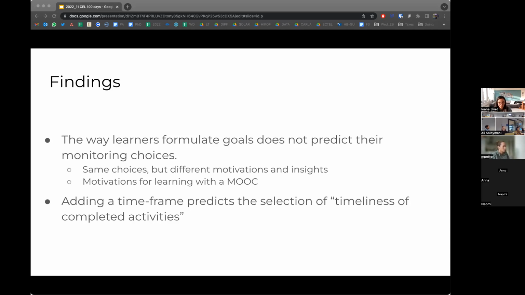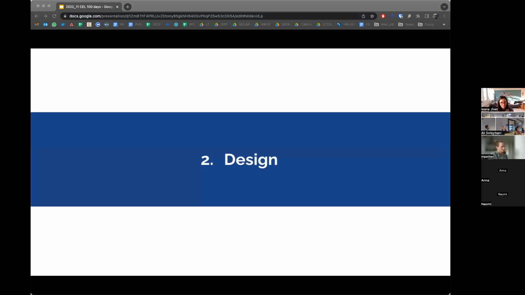submit their activities. And I think this raises an interesting question: what would happen if we try to support or nudge students to formulate goals that do include a time frame? Would this lead to them being more interested in monitoring their procrastination? Would this ultimately lead to them actually submitting stuff earlier? This definitely would be something that I would be interested in looking at in the future.